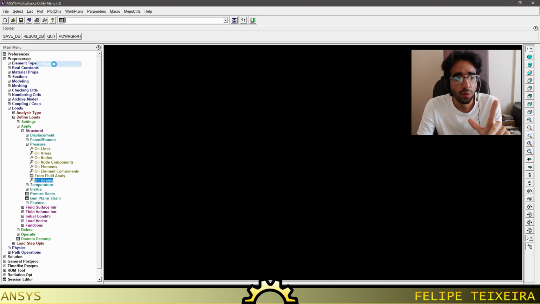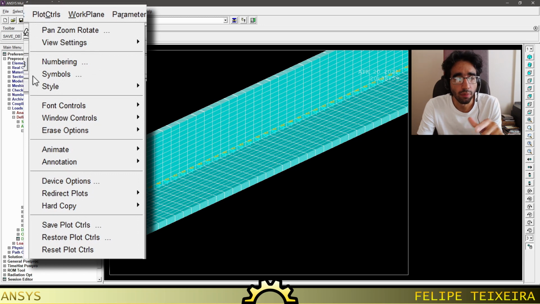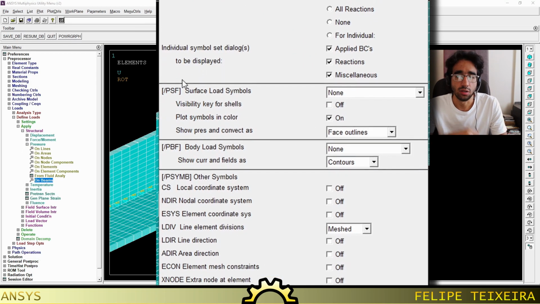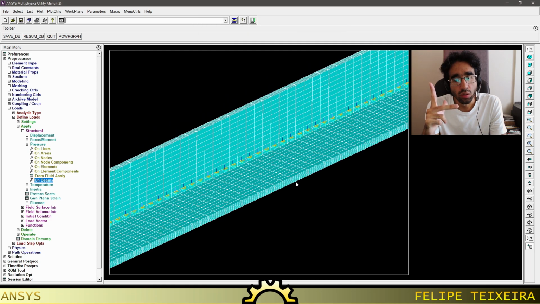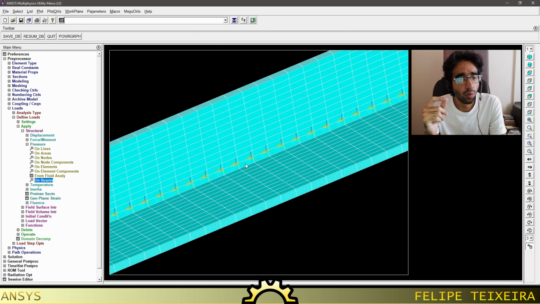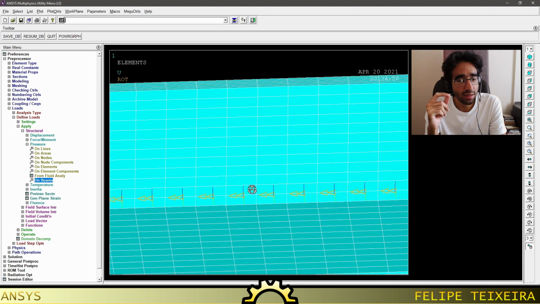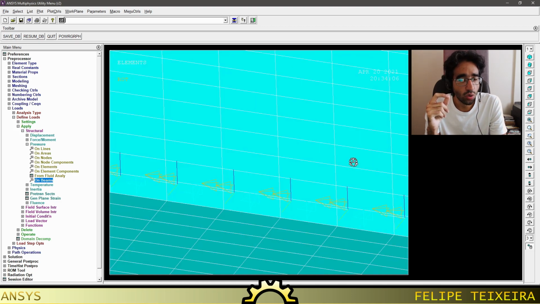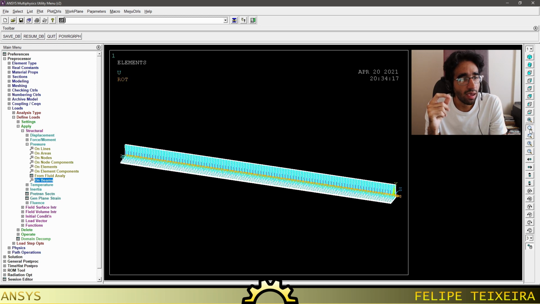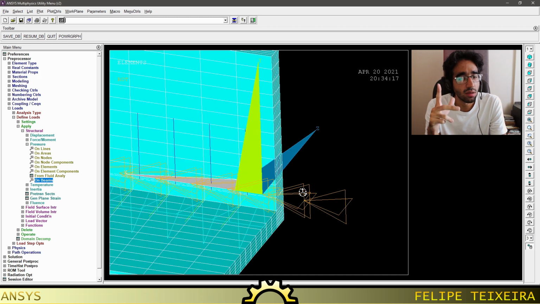The global axis appear at the beginning of the model near key point 1, and you see the triad, XYZ, actually, right hand rule, XYZ. But each element has its own local axis. So if you go to plot controls and symbols, you can ask ANSYS to plot the axis for each of the elements. And as you can see here, ANSYS has drawn on top of the model the X, Y, and Z axis, local axis for each element.